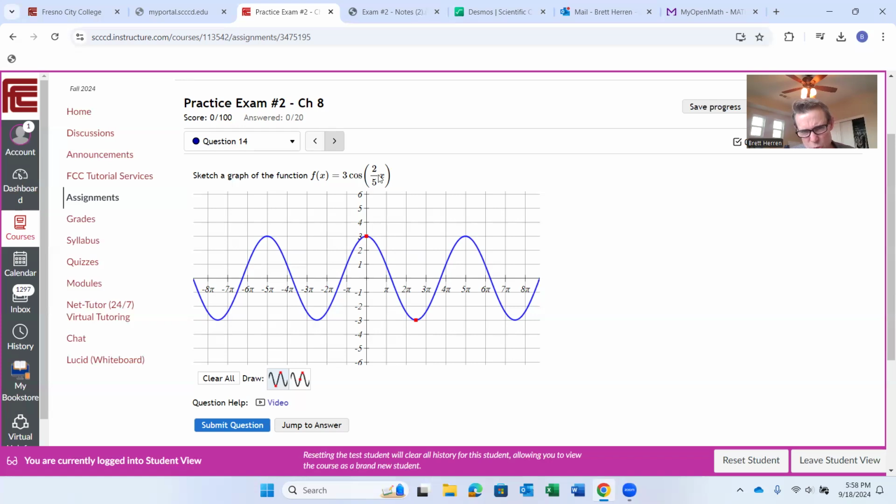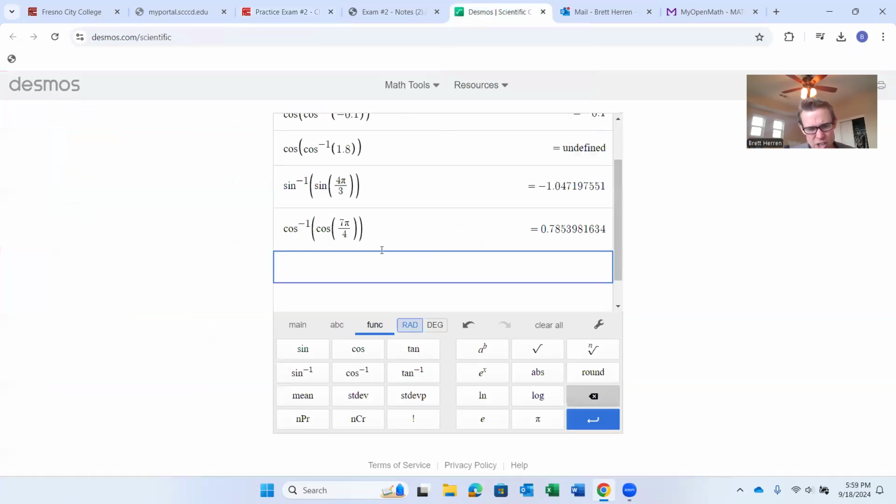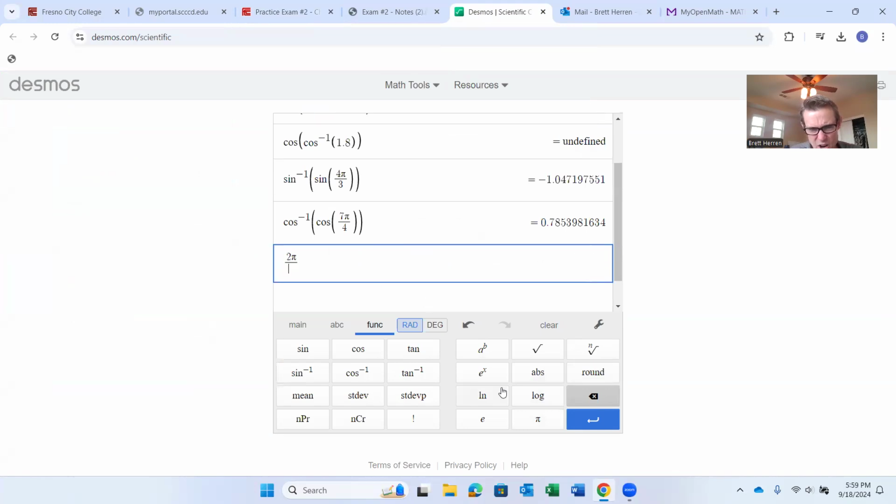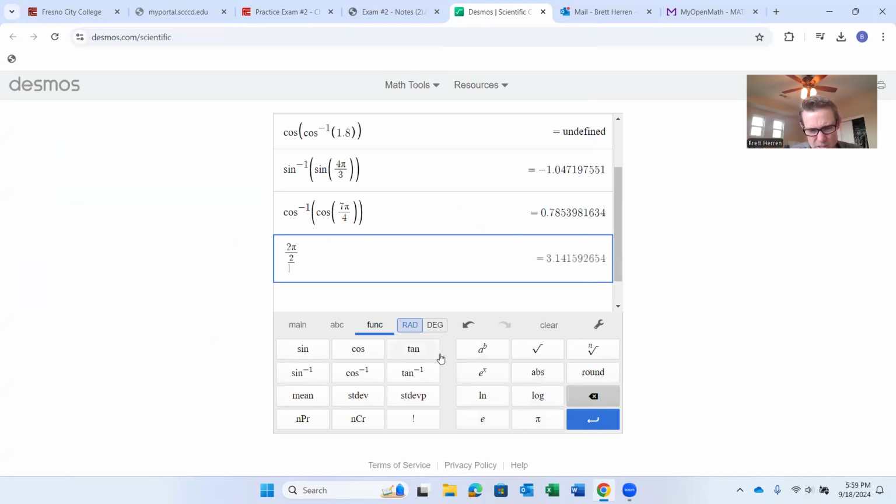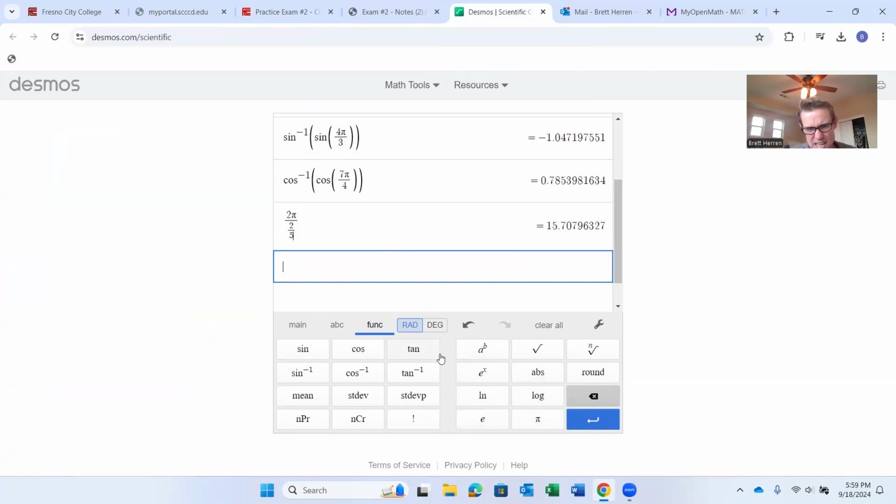How did I calculate that? I took 2 pi over 2/5. You can do it on Desmos if you want. I took 2 pi over, and this will be 2/5. See that? That might be kind of hard for you to tell in Desmos, but that is 5 pi is what that is. Yeah, I would probably do it by hand. You find out it's 5 pi because that 2/5 flips up 5 halves.